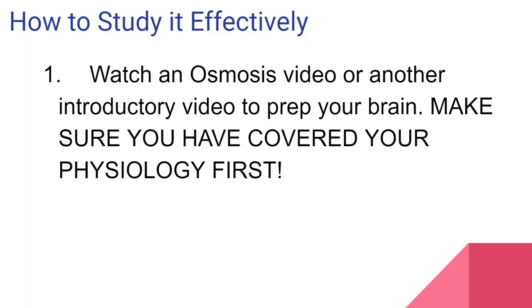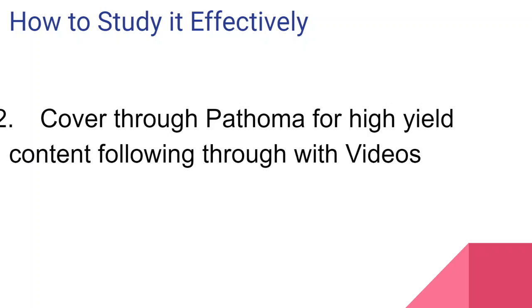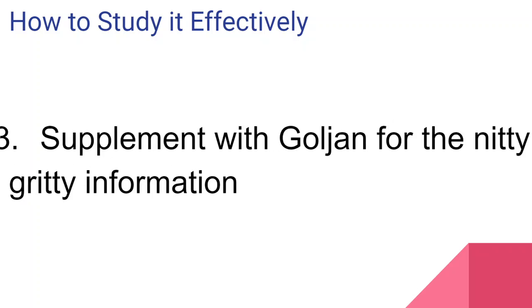Now, the first step would be to watch an Osmosis video or another introductory video to prep your brain, and make sure you've covered your physiology first. The next thing is up to you. You can either read through Golgi first, or you can do Pathoma first. If you like it the other way around, where you do Pathoma first and get all the high yield content and then go for the nitty-gritty information, you can do that. But if you want to read through Golgi first, then go to high yield content, it's up to you how you do it. But yeah, you're just going to be using those two books.